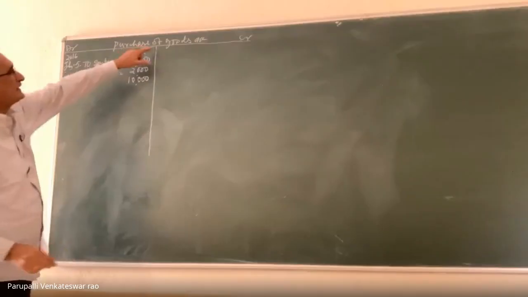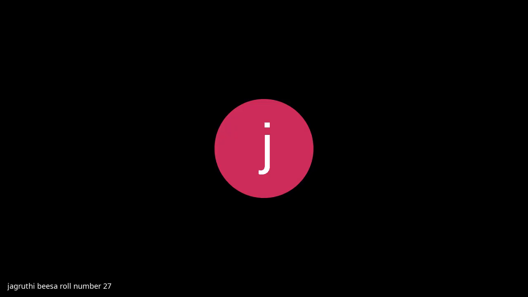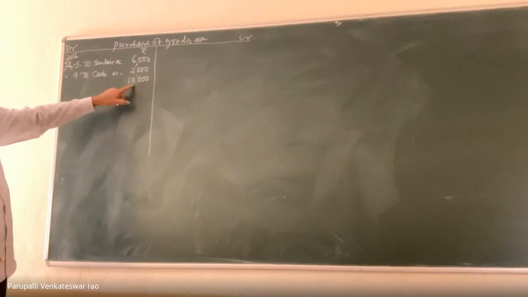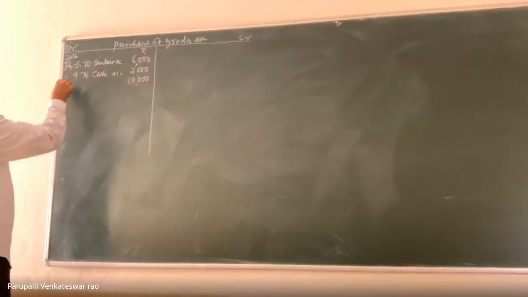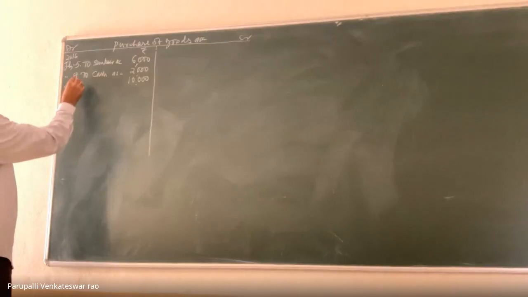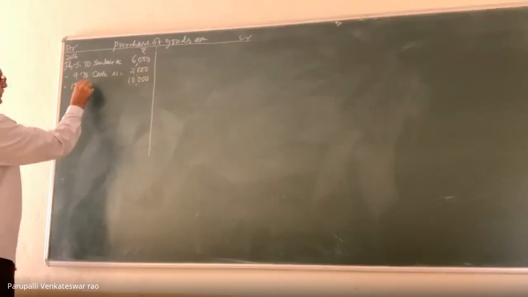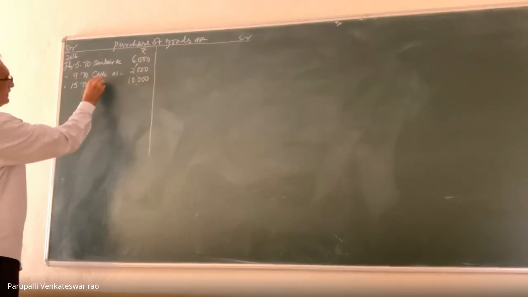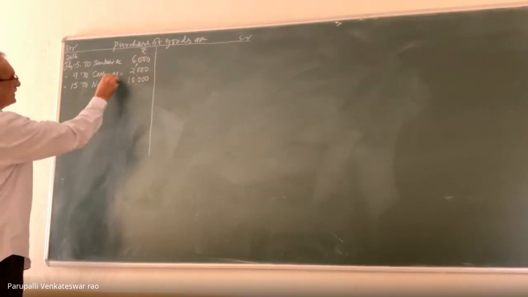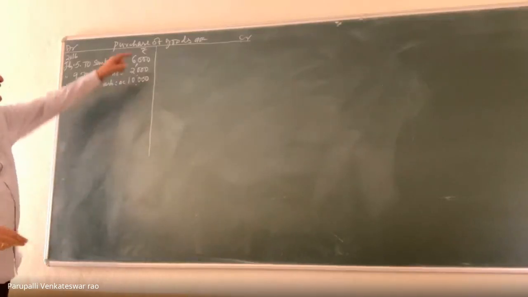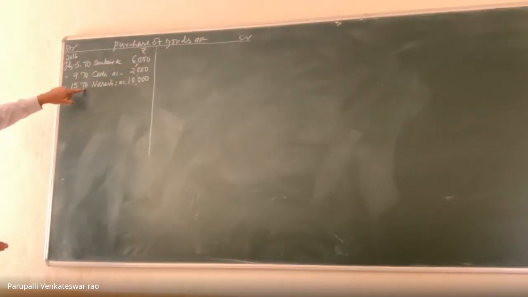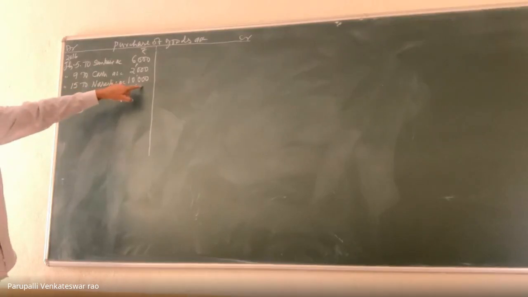So purchase of goods account is debited with rupees 10,000 on date 15th to Naresh account. Naresh account 10,000. This is purchase of goods account debtor to Naresh account. This is the way you have to write. That's 10,000 recorded. Next one.